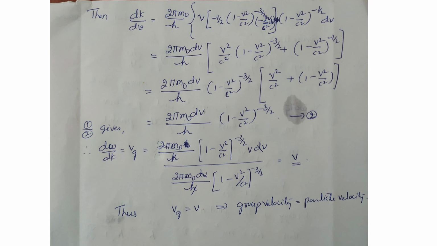Now consider equations 1 and 2. Dividing 1 by 2, the left hand side is d omega by dv divided by dk by dv, which gives d omega by dk. What is d omega by dk? It is the group velocity vg. On the right hand side, if you divide the terms, all the terms cancel and only v remains, so that we get vg equal to v. This indicates that group velocity is equal to particle velocity.